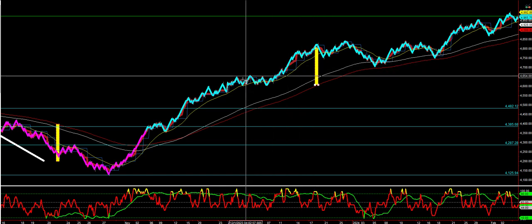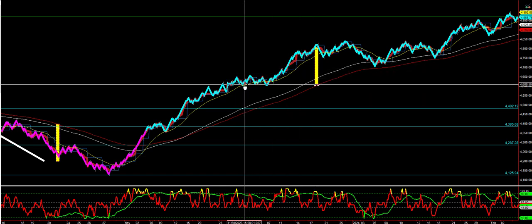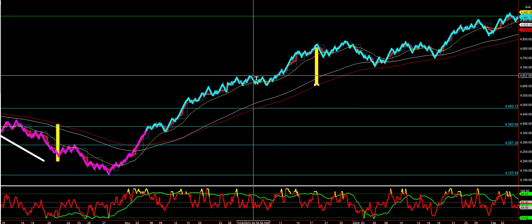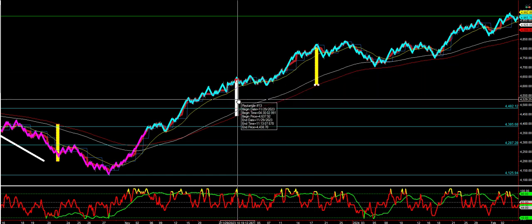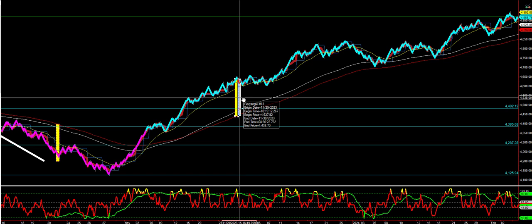I'm going to hold it for a day or two for 30-40 points. You can do that. We're going to get some reactions of 20, 30, 40 points. You can do that at the edges.